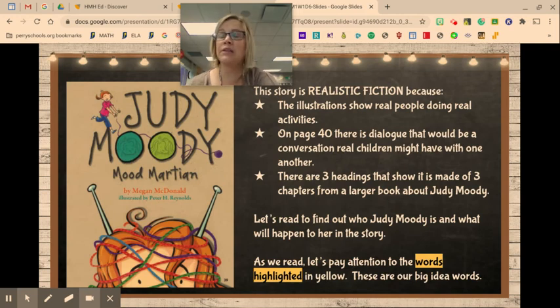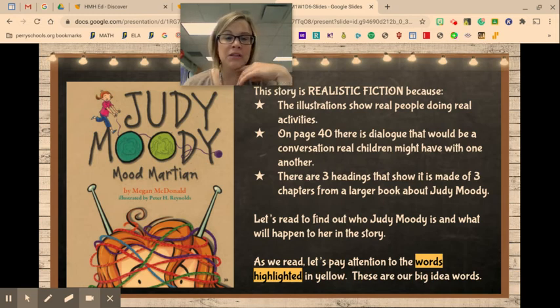All right, so this week we're going to be focusing on a book called Judy Moody, Mood Martian, and Judy Moody is one of my favorite characters. She is so kind of crazy. She has such a big personality. She's always doing things really big. And so I like this book, and I think that you guys will like what we read today and the rest of this week.